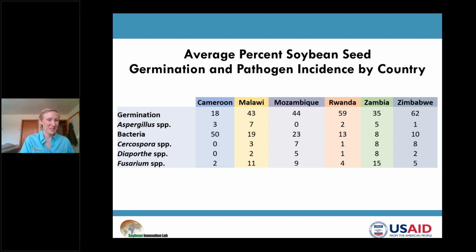Cercospora is that purple seed stain. Frog eye is also caused by a Cercospora species. Diaporthe causes seed decay or stem canker, and then Fusarium is the Fusarium root complex, which rots away the roots of your plant, reducing yields. You can see all these different countries do seem to have a problem with bacteria, but they do differ in their prevalence of these different diseases. Zambia has the highest amount of Fusarium that I was finding. All right, next slide, please.